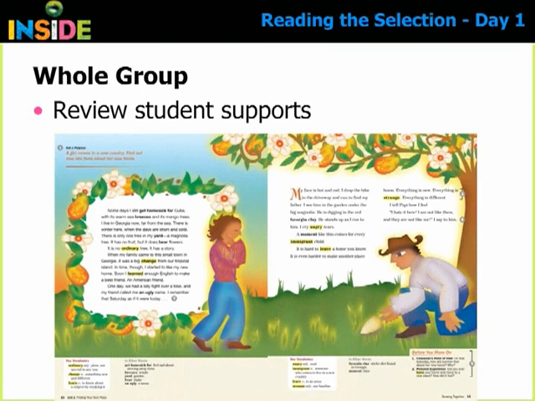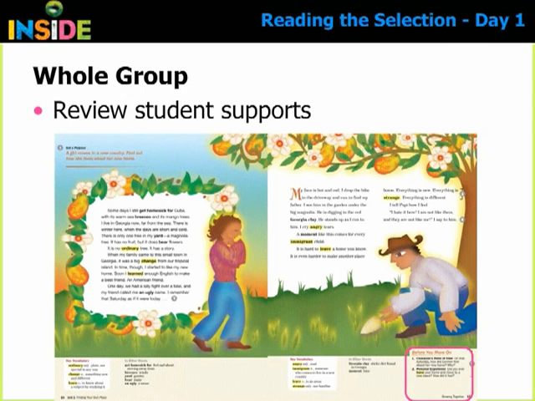For example, the selection says, "Some days I still get homesick for Cuba." Down at the bottom of the student page, I can see that get homesick for means the same as feel sad about moving away from. So if I reread the sentence and add it into the text, "Some days I still feel sad about moving away from Cuba," it still has the same meaning.